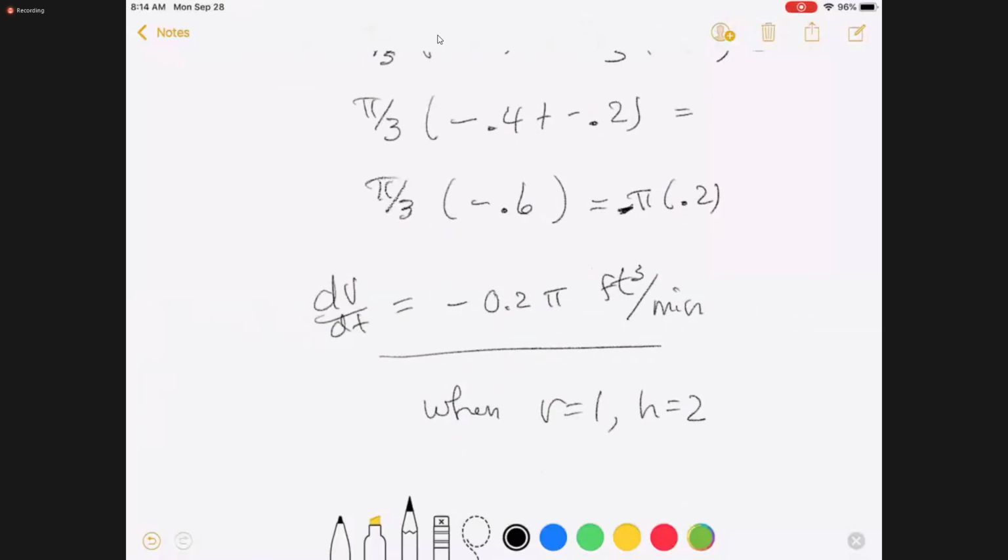Okay, and again, we want the rate of change of volume. Rate of change means derivative, remember. The rate of change of the volume is negative because the volume is decreasing. Any questions?